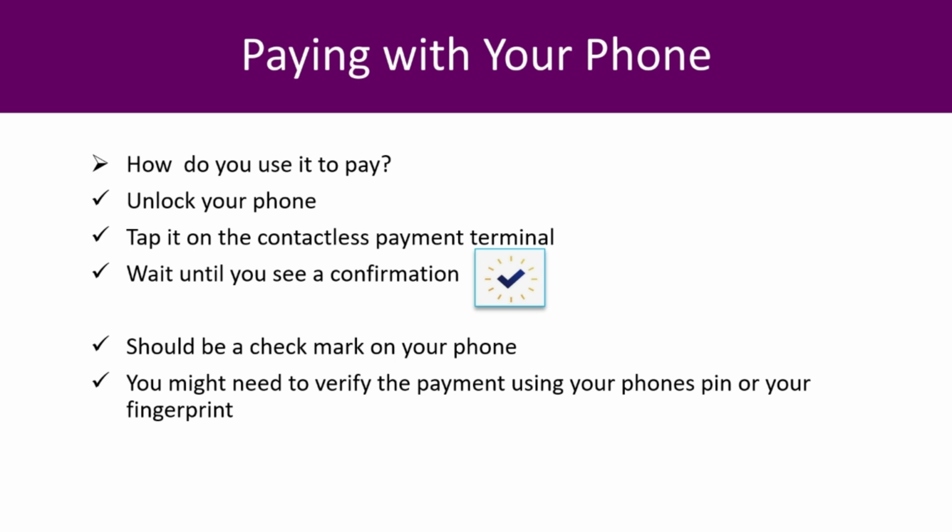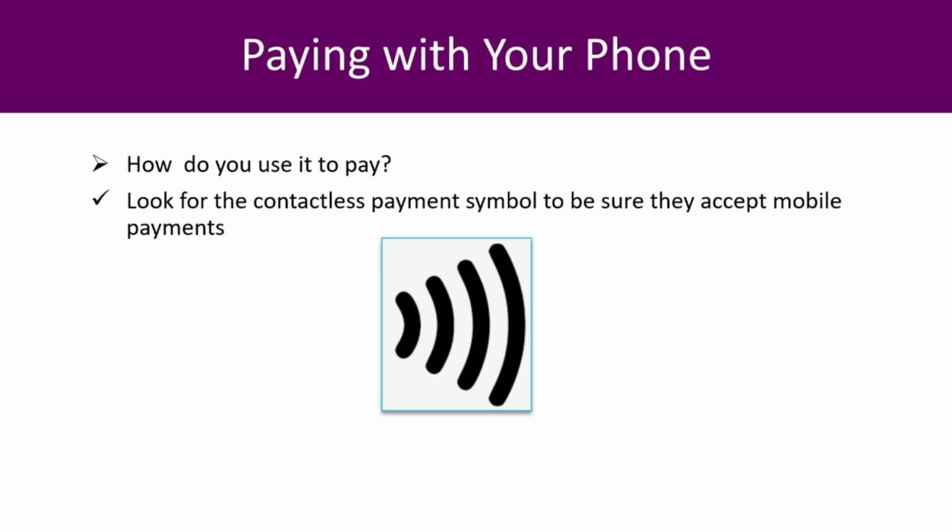And then, how do you use your phone to pay? Well, you would unlock your phone with your PIN number like you would normally do. Tap it on the contactless payment terminal. Wait until you see a confirmation. There should be a check mark on your phone. You might need to verify the payment using your phone's PIN or your fingerprint. And again, this will only work at a store that accepts contactless payment. And you can always look for this symbol to be sure that they accept mobile payments.